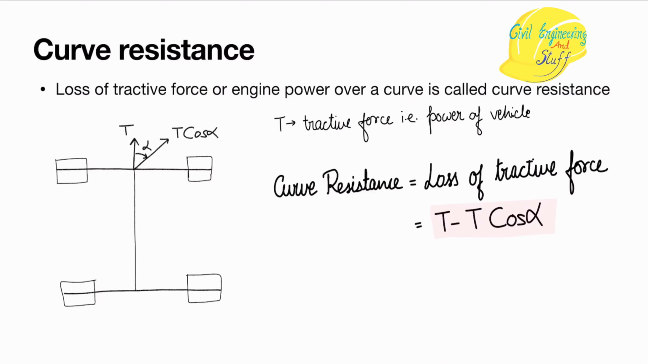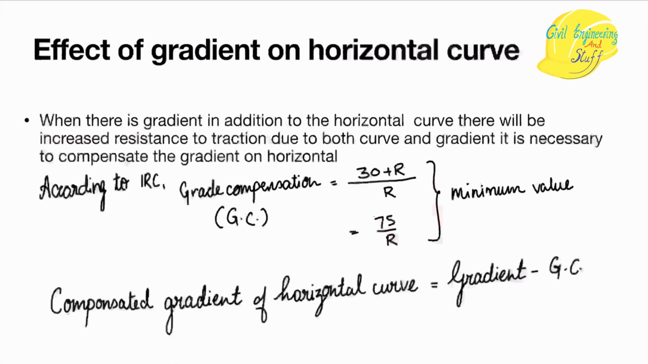Then after that we have curve resistance. When the vehicle is negotiating a horizontal curve, its tractive force is compromised, and this loss of tractive force along the pavement is termed curve resistance. It is given as T minus T cos alpha, where T is the tractive force, and T minus T cos alpha is in the direction in which your vehicle is negotiating the curve. Then we have the effect of gradient on the horizontal curve.